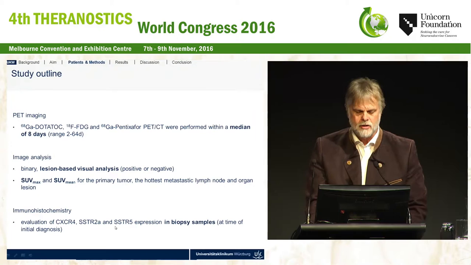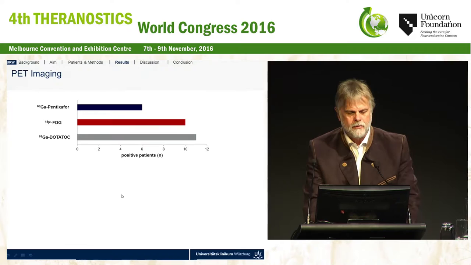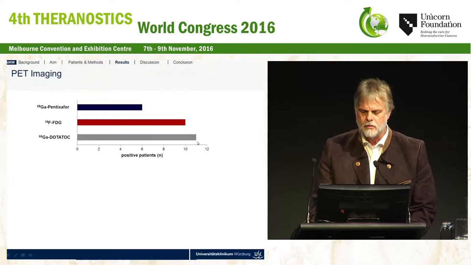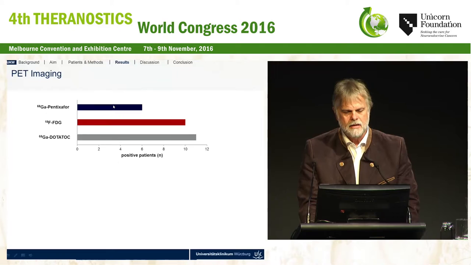So here come, show you some of the results. Of the 12 patients, 11 were positive in the gallium DOTATOC scan, 10 in the FDG scan, and 6 in the gallium-68 Pentixafor scan.